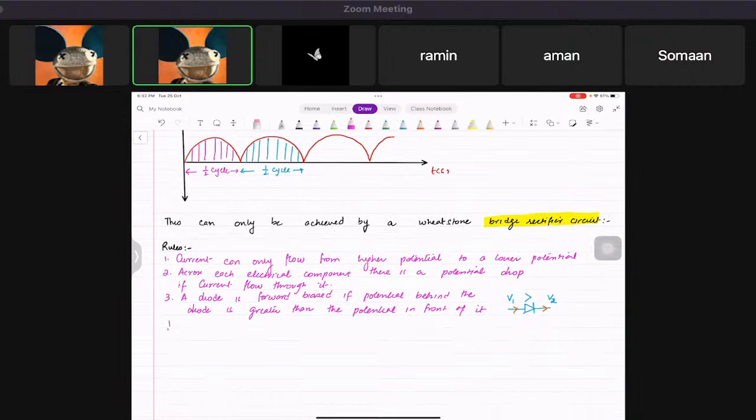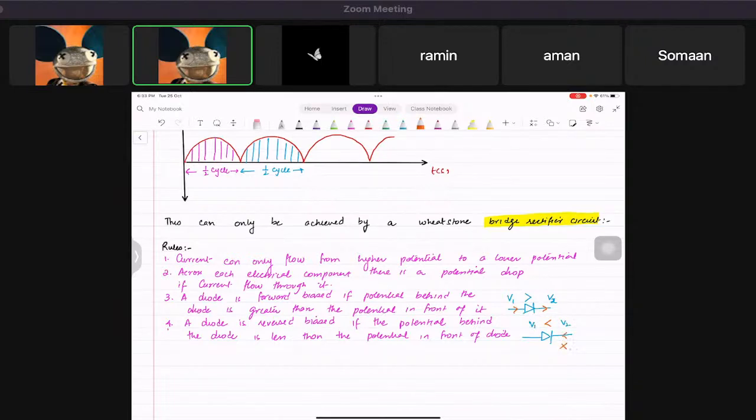However, a diode is reverse biased, okay, if the potential behind the diode is less than the potential in front of the diode, which means that if this is your diode and here you have V1 and V2, but this time V1 is less than V2, then the current will not be able to flow. Is it clear, everybody?